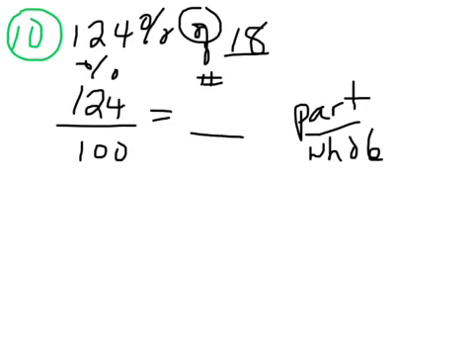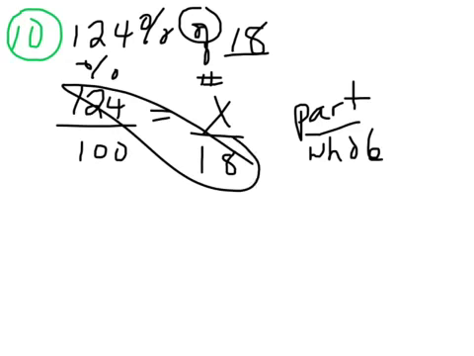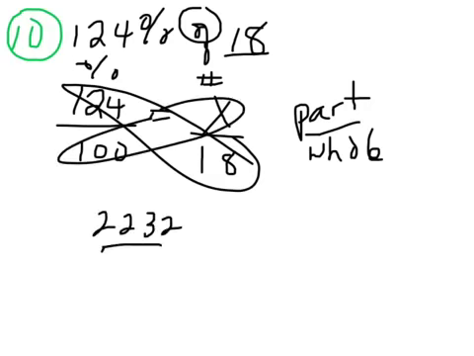18 is our whole because it comes after "of." Our part we'll call x. To solve, we would cross multiply. 124 times 18 is 2232. And then we divide by the thing across from the unknown, which is the 100. And that just moves the decimal place to the left 2 on the top number. But again, you can divide it out if you want to.